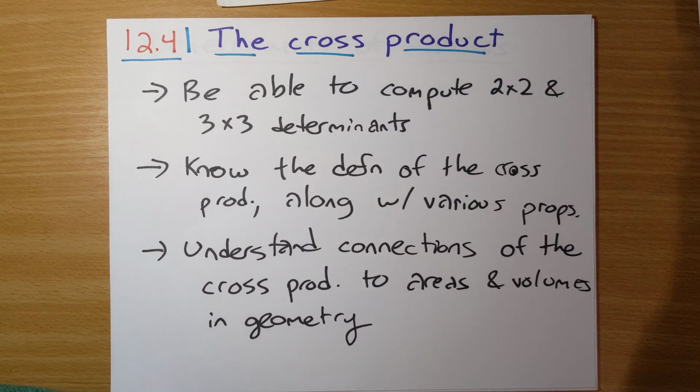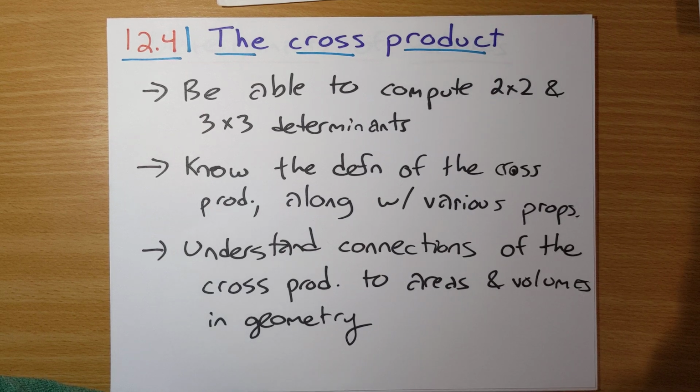Section 12.4, the cross product. So in our previous section, the dot product, we had one definition of how to multiply two vectors together, the dot product. This is going to be a different way to multiply two vectors together.